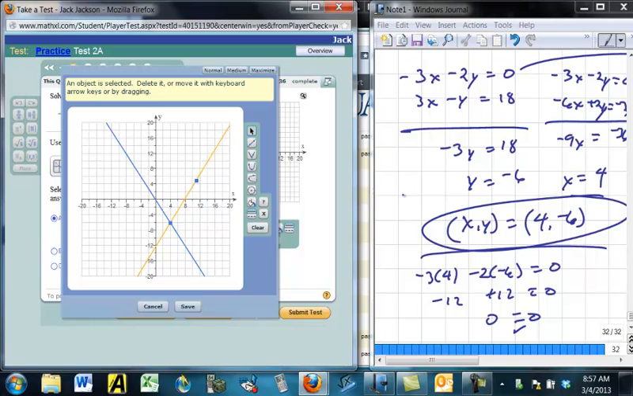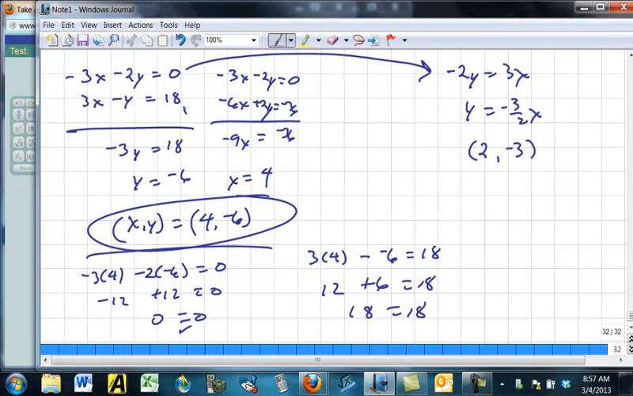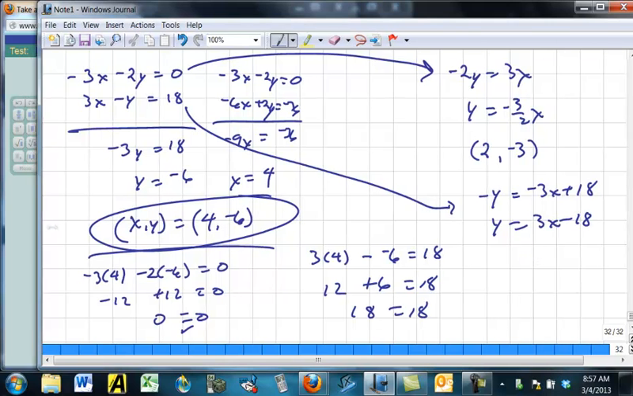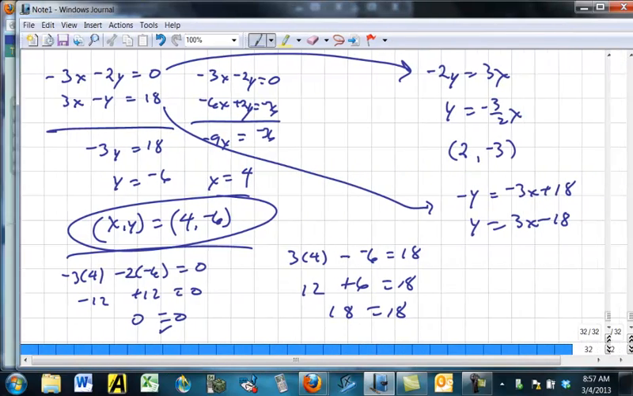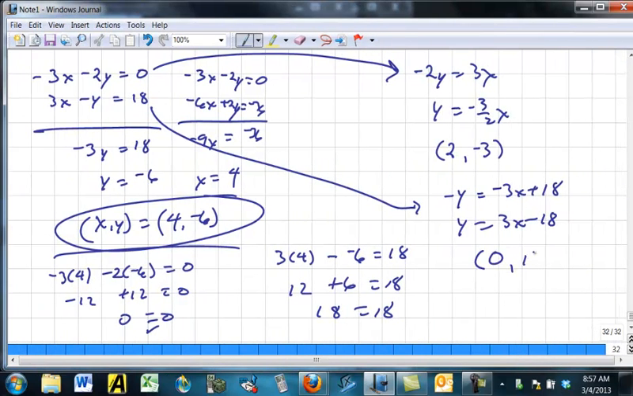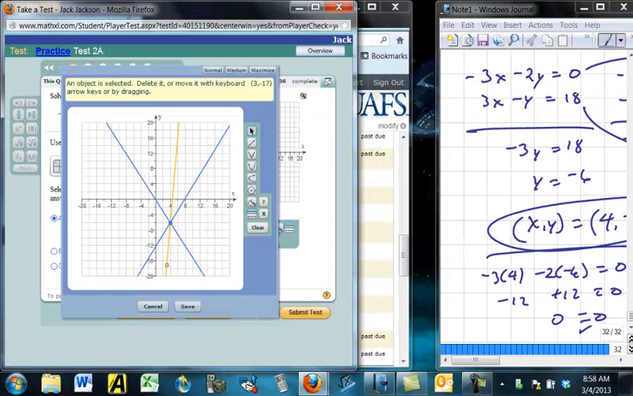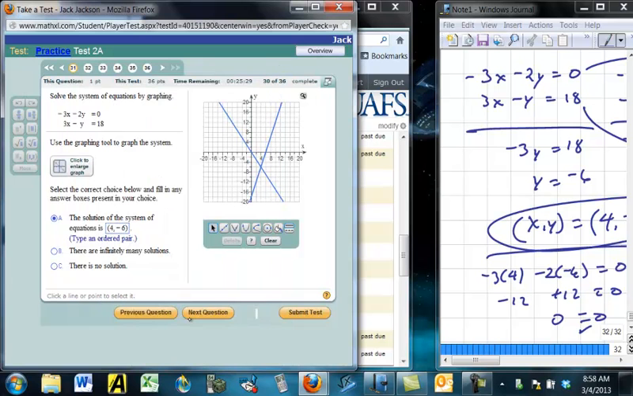Let's go over here and figure out what we need to do for this one. So for this one, if we solve for y, negative y is negative 3x plus 18. y equals 3x minus 18. Okay, what about 0? Plug in x is 0, y is negative 18. Let's see if that fits on the window. Yeah, I can get that. So this one needs to come down here to 0, negative 18. And they both should go through the point 4, negative 6. So I believe that should be right. That should check out.